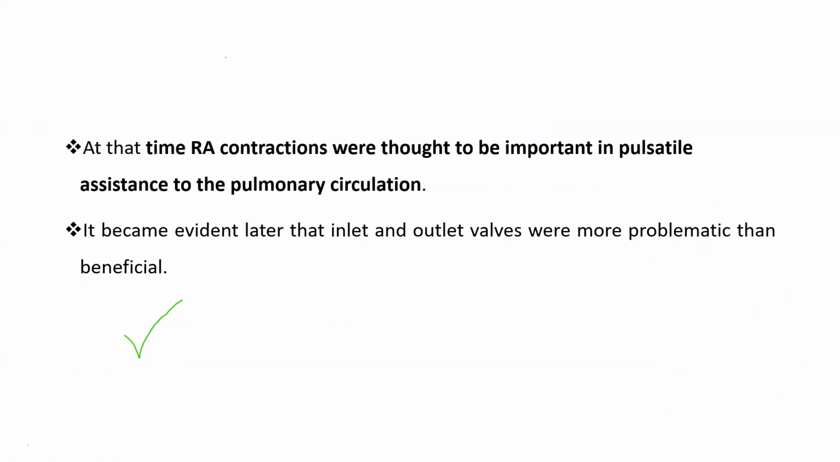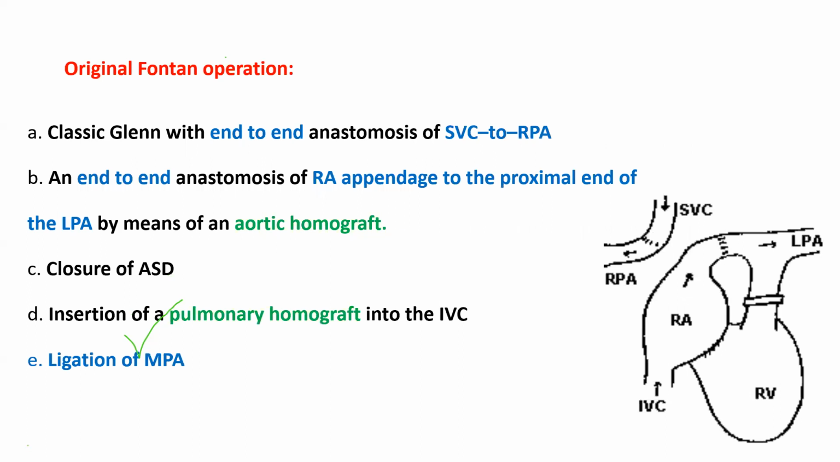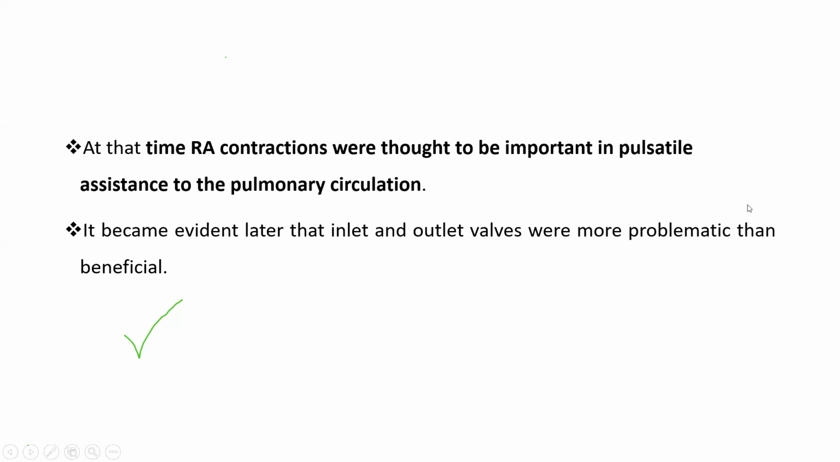At that time, RA contraction was thought to be important in providing pulsatile assistance to the pulmonary circulation. Meaning the RA is a contracting structure, so it will help in maintaining the forward flow. It became evident later that the inlet and outlet valves were more problematic than beneficial. What happened? This right atrial appendage was associated with the homograft. Francis Fontan used the aortic homograft, so this was associated with the inlet and the outlet. Later, this was associated with problems. What problems arise, we'll see subsequently.